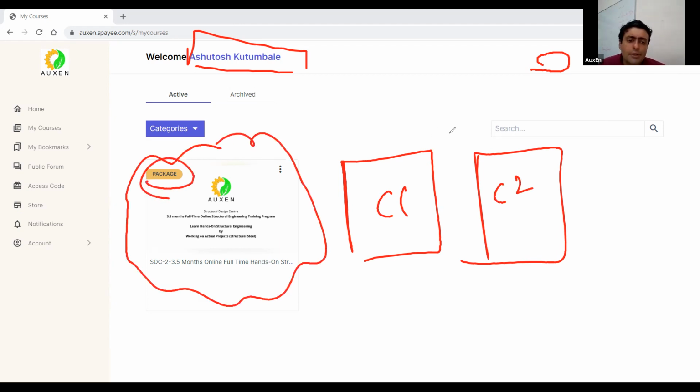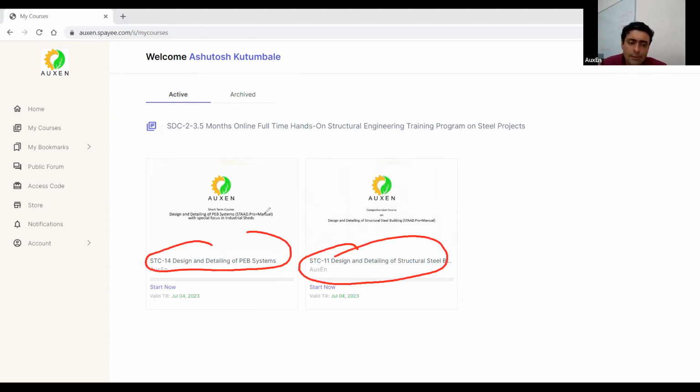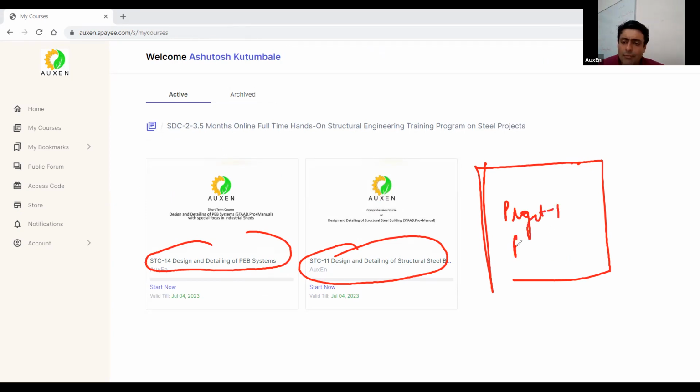This package you see, when you click on this package, you will see the two online courses that I was talking to you about. This is the Design and Detailing of Steel Structures course, and this is the PEB course. Both of these have been added to your account. There will be another folder which you cannot see right now, but maybe in the afternoon today you will see the Project 1 folder and pedestrian bridge. Whatever sessions or information will be uploaded, it will be uploaded in this folder.